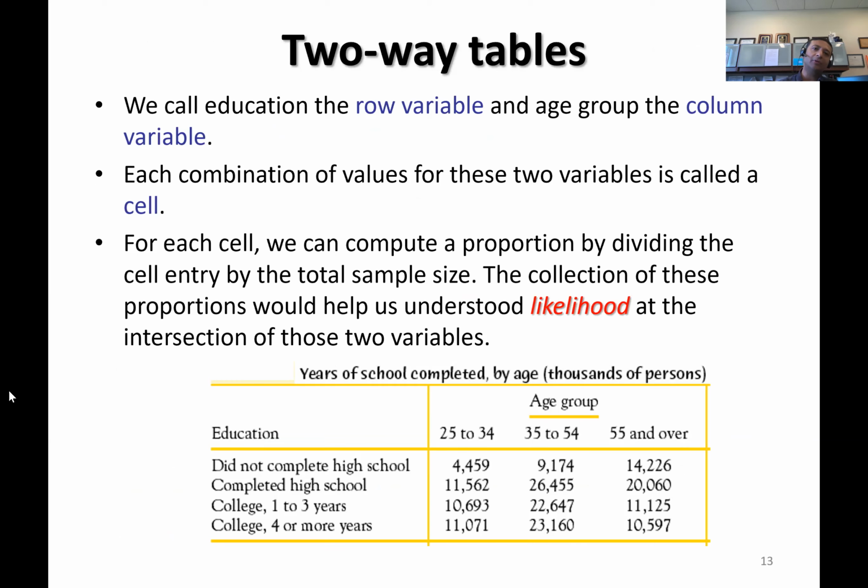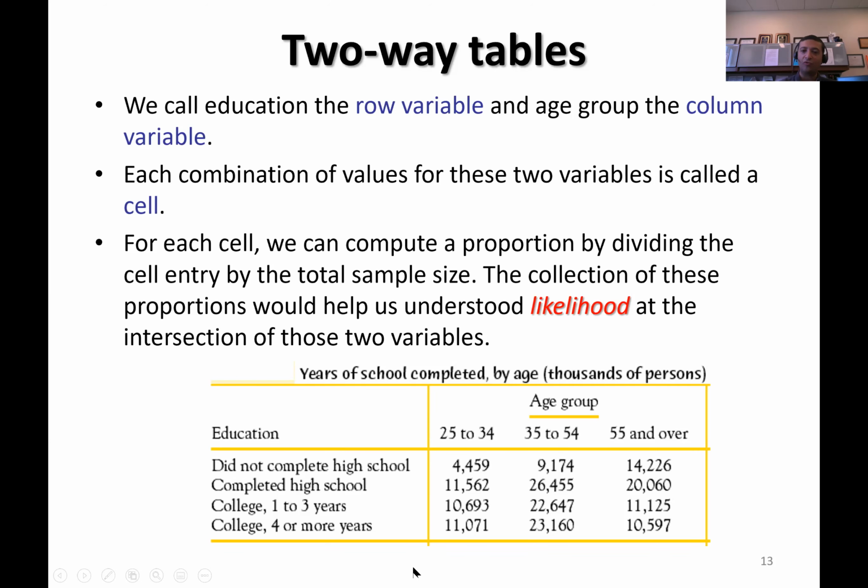As an example, you can use education as the row variable here: did not complete high school, completed high school, college 1 to 3 years, and college 4 or more years. Let's suppose those are the broad categorization of the education variable. And then age group becomes the column variable. So 25 to 34 is one age group, 35 to 54 is another, and 55 and over is the third one. Now for each cell, we can compute a proportion by dividing the cell entry by the total sample size. The collection of these proportions would then help us understand the likelihood at the intersection of those two variables.